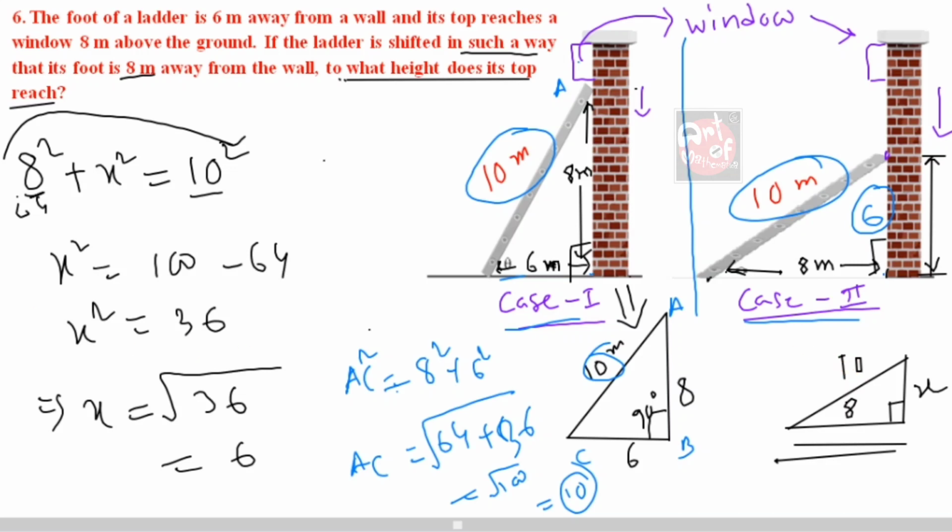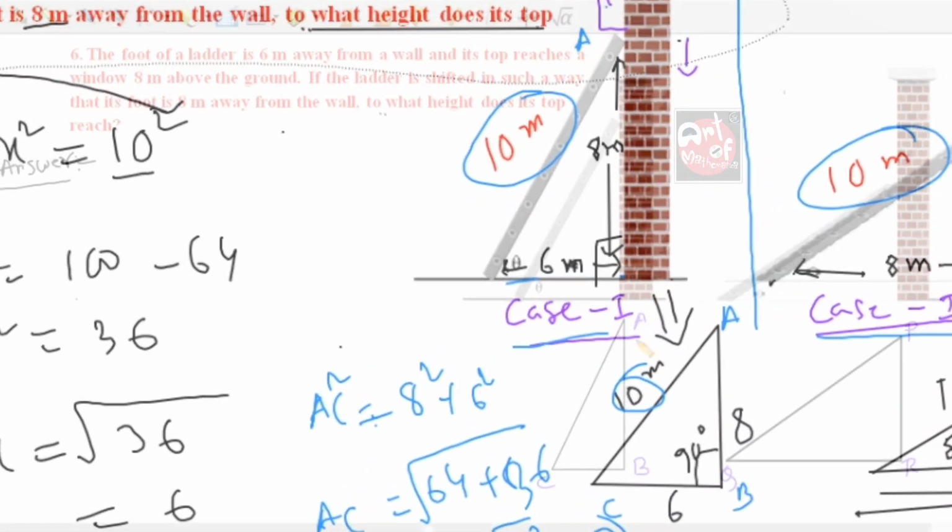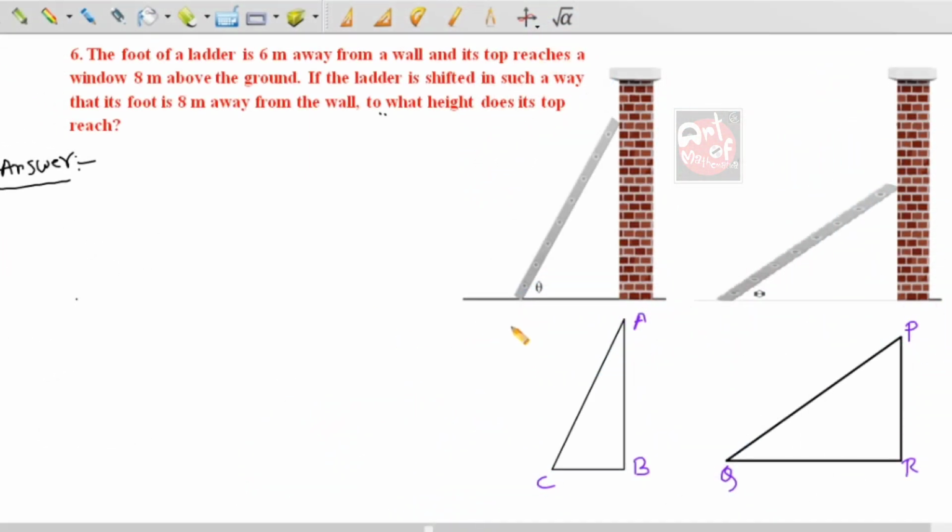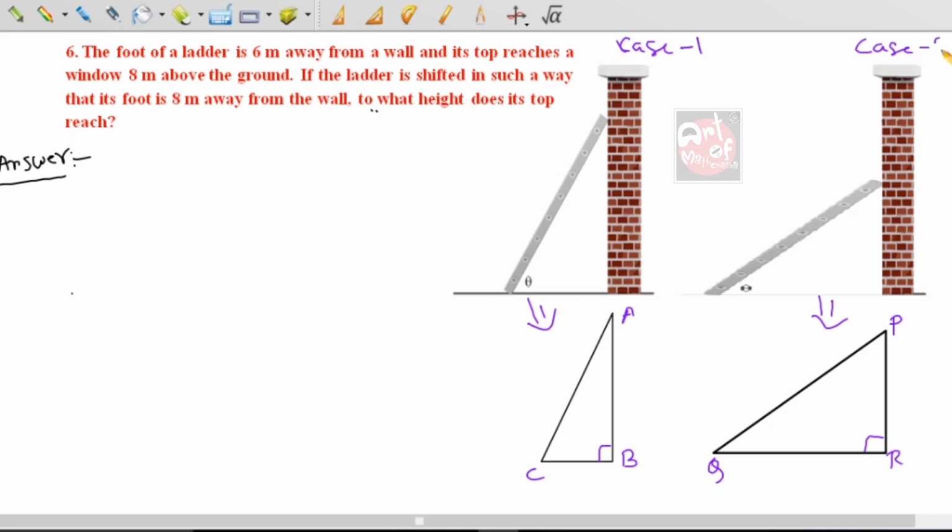Now I am going to write the statement and solve the sum. As I told you earlier, here I am going to write all the statements and solve the sum, though I have already solved it previously. You can see I have drawn two types of triangle. Both are right angle triangles. This picture represents this triangle and this picture represents this triangle. So this is case 1 and that one is case 2.